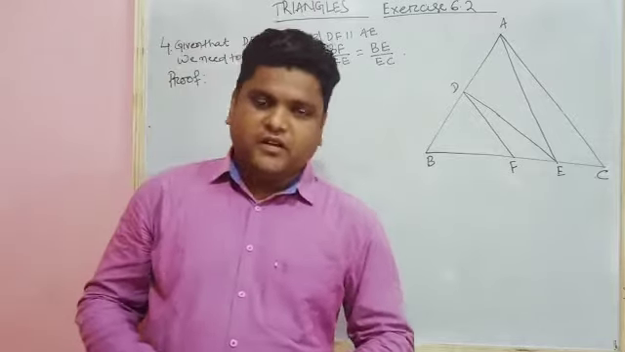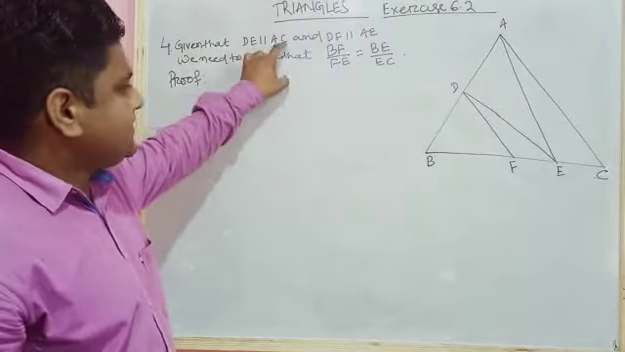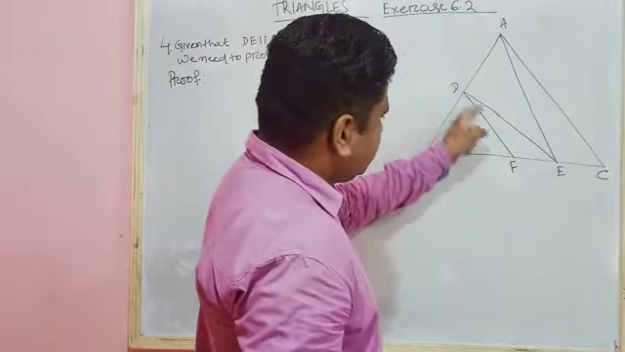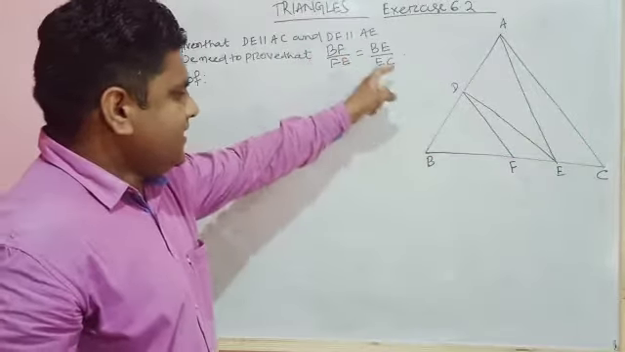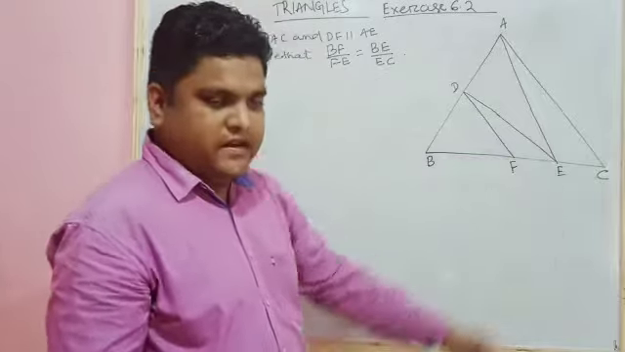We have to prove now number 4. It is given DE and AC are parallel. In this figure, DE, which one? This one. DE and AC are parallel. Also DF and AE are parallel. DF and AE, this one, are parallel.